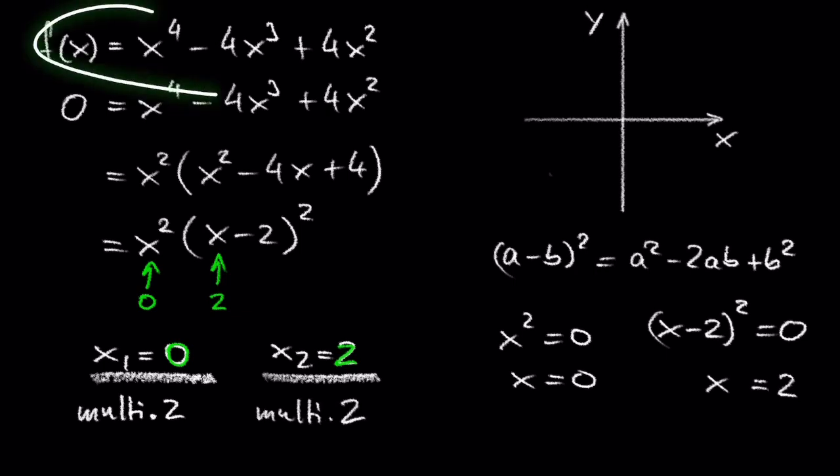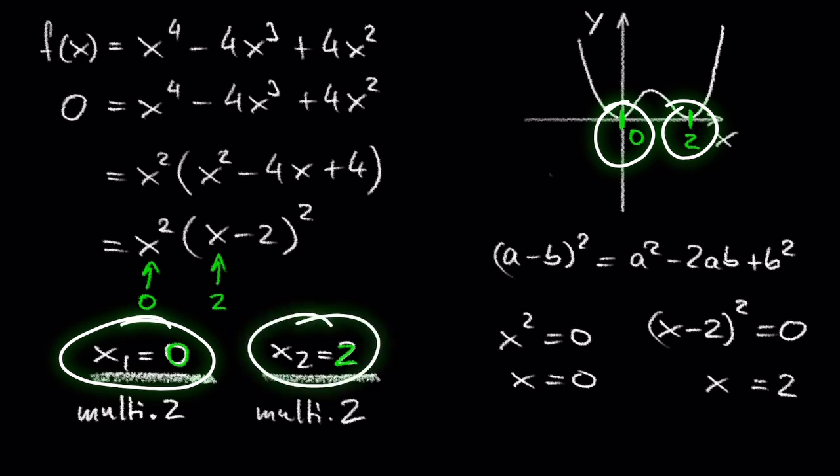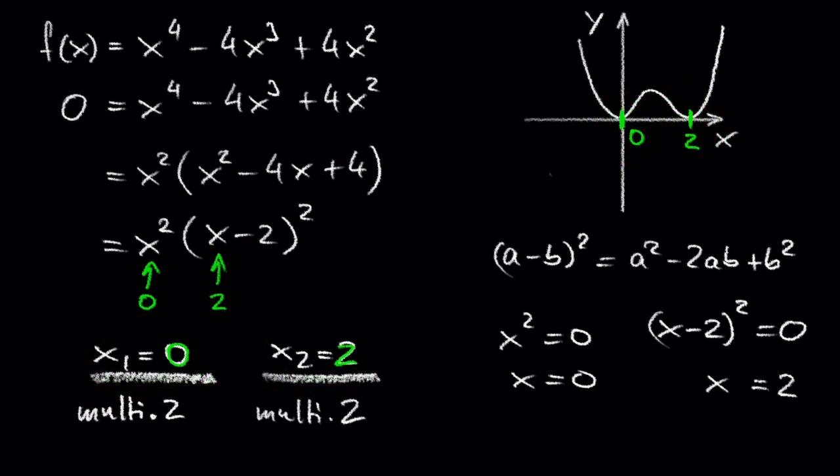The graph of this function looks like this. We see it touches the x-axis at 0 and 2. So when we have a multiplicity of 2, the graph touches the x-axis. In general, we can say that the graph touches the x-axis when the multiplicity is an even number.